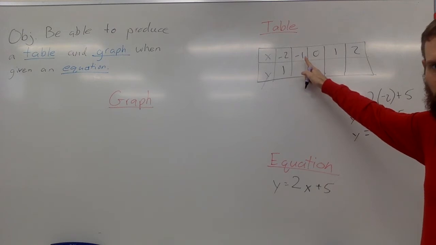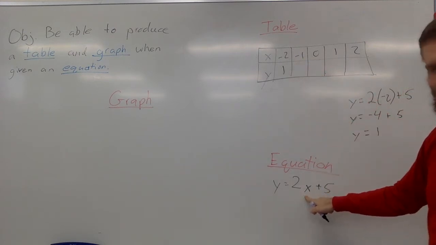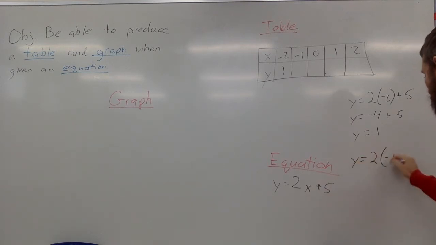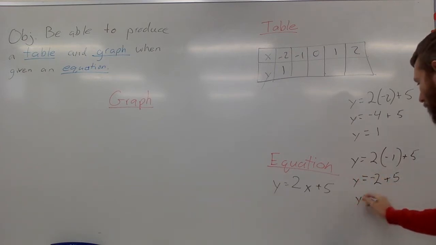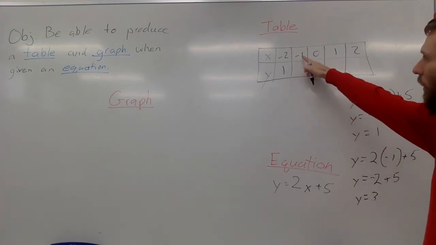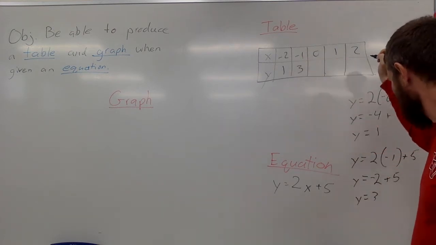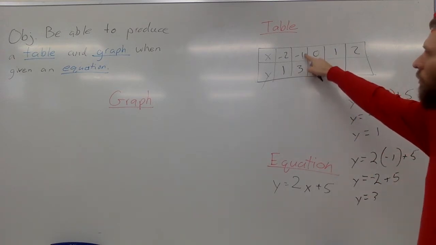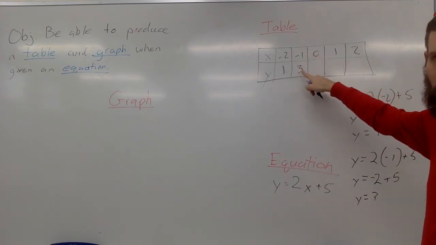Now, what if x is -1? Well, then I'm going to put x is -1 into my equation. 2 times -1 plus 5. Then I'm going to solve again. 2 times -1 is -2. -2 plus 5 gives me 3. y equals 3. So if x is -1, y is 3. I don't know if I said -3. y is positive 3, right? -2 plus 5 is 3. So if x is -1, y equals 3.